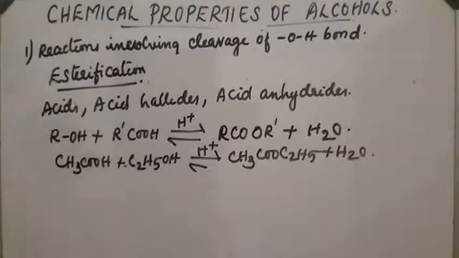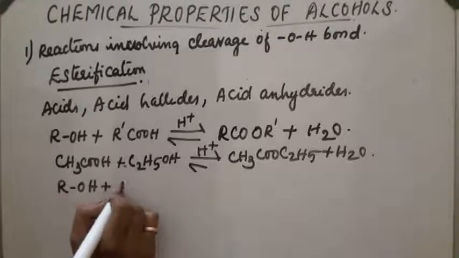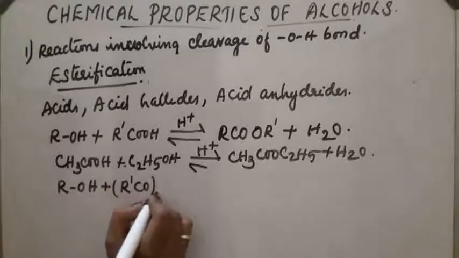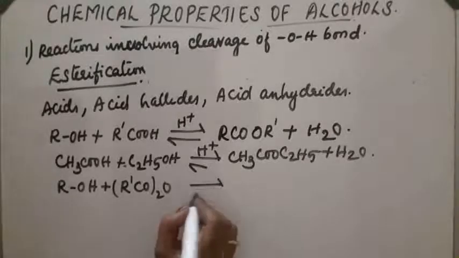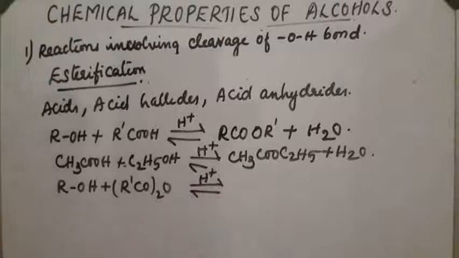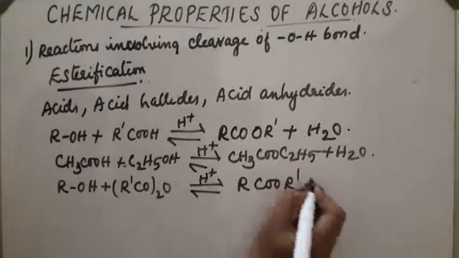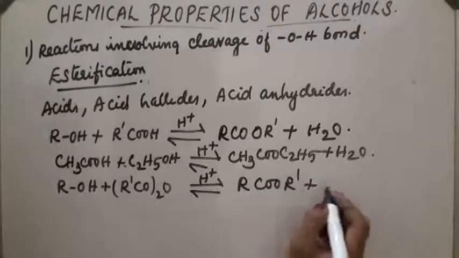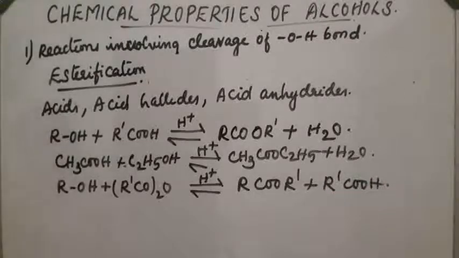That is with acid. Next, on reaction with acid anhydride, R'CO twice O, acid anhydride. In the presence of concentrated sulfuric acid, a few drops of concentrated sulfuric acid are used, and an ester is obtained: RCOOR' plus R'COOH will be obtained.